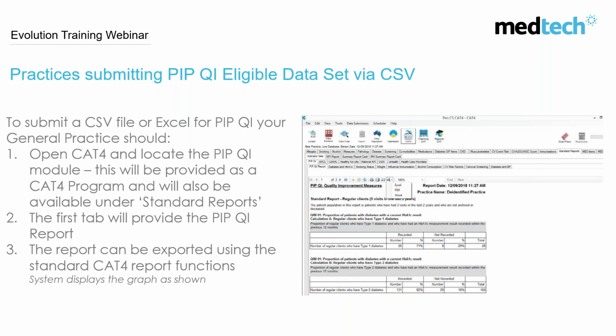So you can sort of see here, I've just taken an extract there, and it's shown the different reporting function that can be seen. Also presented as a standard report. And you can sort of see there, I just wanted to present this to everyone so they've got an end-to-end. So you can see that the first tab will provide the PIP QI report, and then obviously that's exported into the standard Cat4 report function.